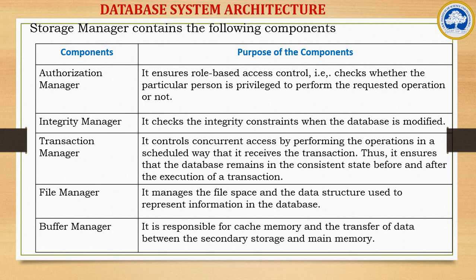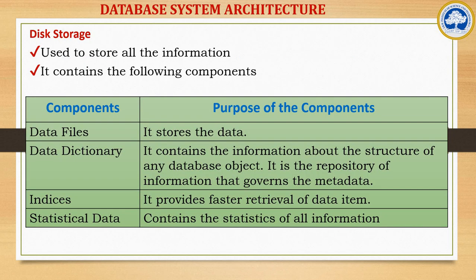The buffer manager takes responsibility for the cache memory and the transfer of data between the secondary storage and the main memory. So the next level is the disk storage. It is used to store all the information. It contains 4 components: data files, data dictionary, index, and statistical data.